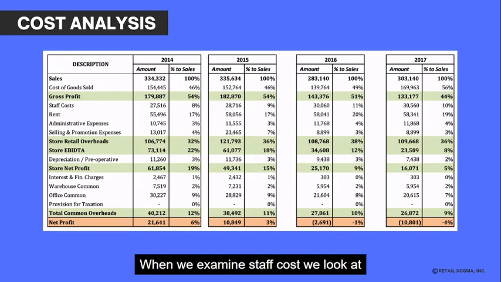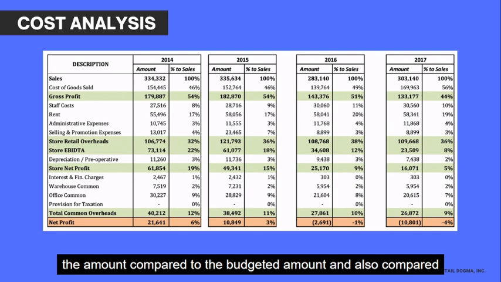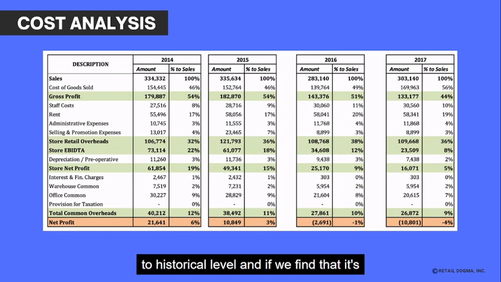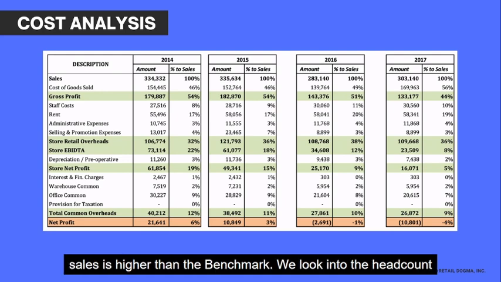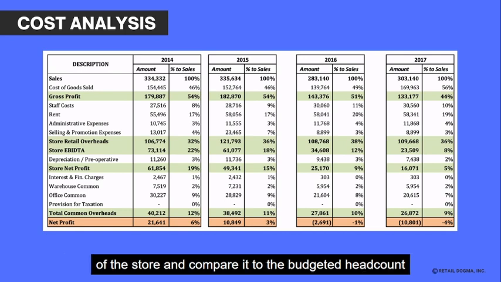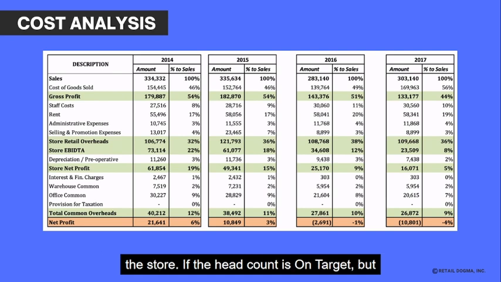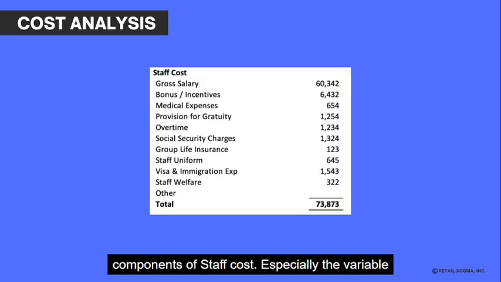When we examine staff cost, we look at the amount compared to the budgeted amount and also compare to historical level. And if we find that it's higher than expected and its percentage to sales is higher than the benchmark, we look into the head count of the store and compare it to the budgeted headcount and the appropriate headcount needed to operate the store. If the headcount is on target but the amount is still higher, we look further into the components of staff costs, especially the variable components such as overtime, and examine to see if such higher amounts are justified.